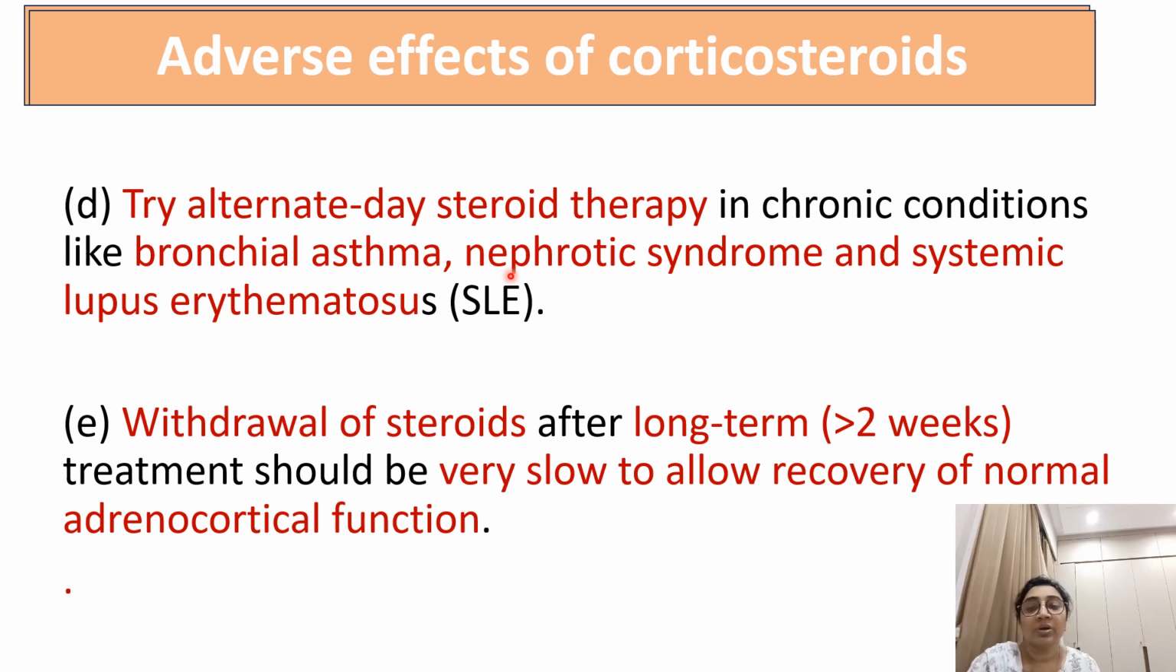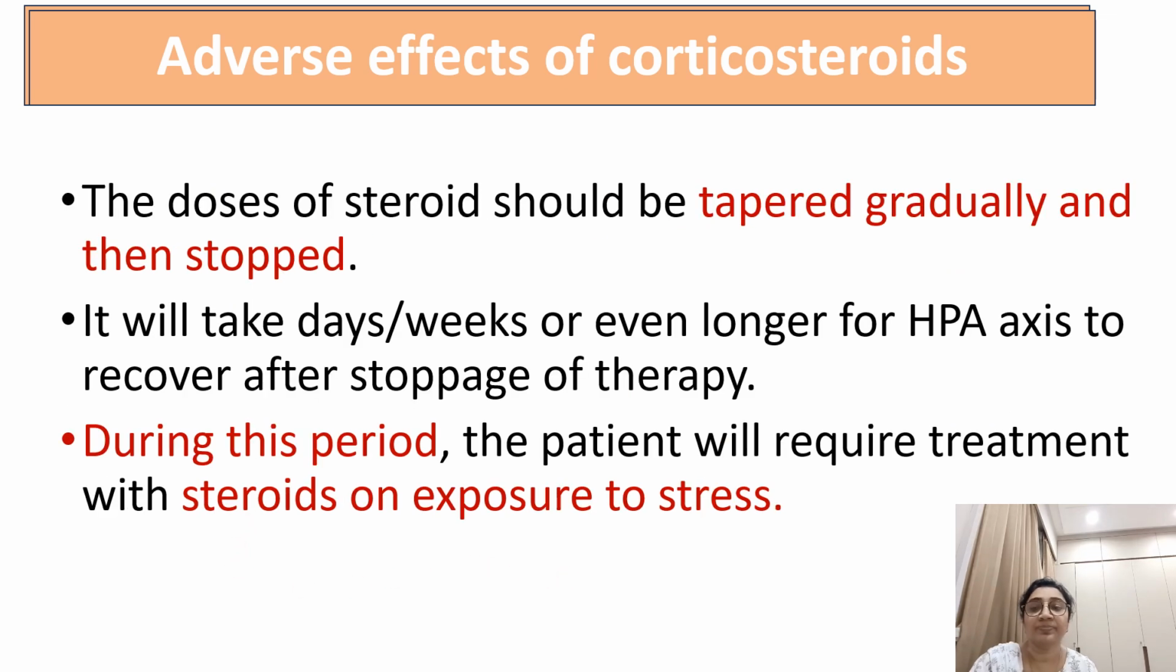Now, try alternate day therapy in chronic conditions like bronchial asthma, nephrotic syndrome, and systemic lupus erythematosus. In these conditions, the steroid should be given on alternate days. It is called pulse therapy. Withdrawal of steroid after long-term therapy, more than 2 weeks, should be very slow, allowing recovery to normal adrenocortical function. The dose of the steroid should be tapered gradually and then stopped. It will take days or weeks or even longer for the HPA axis to recover after stoppage of therapy. During this period, the patient will require treatment with the steroid on exposure to stress.